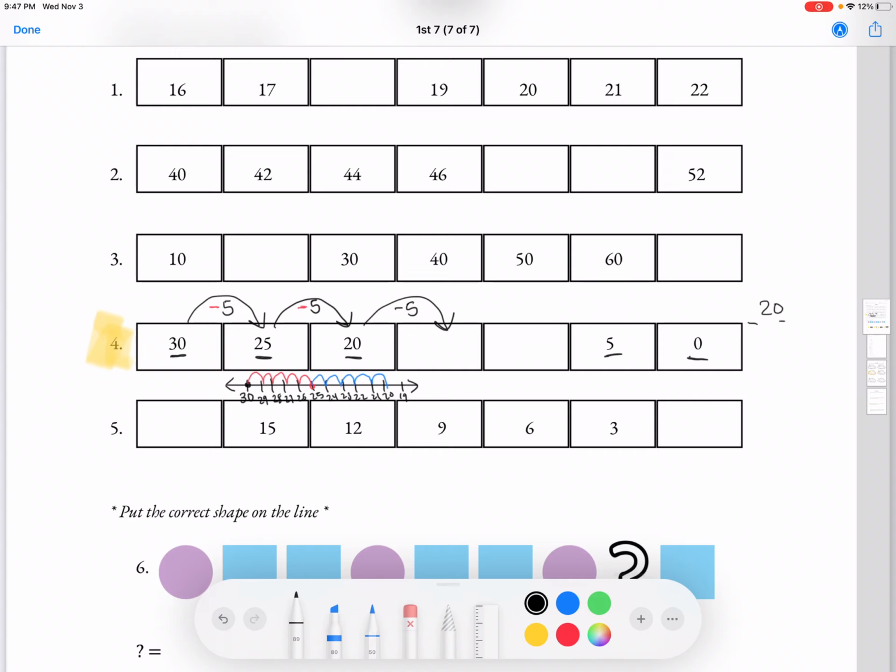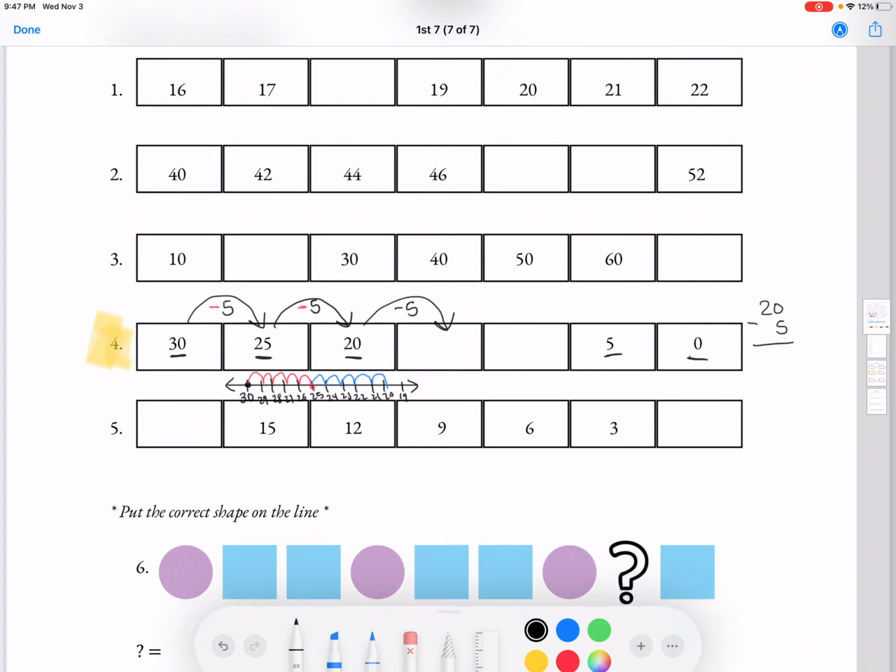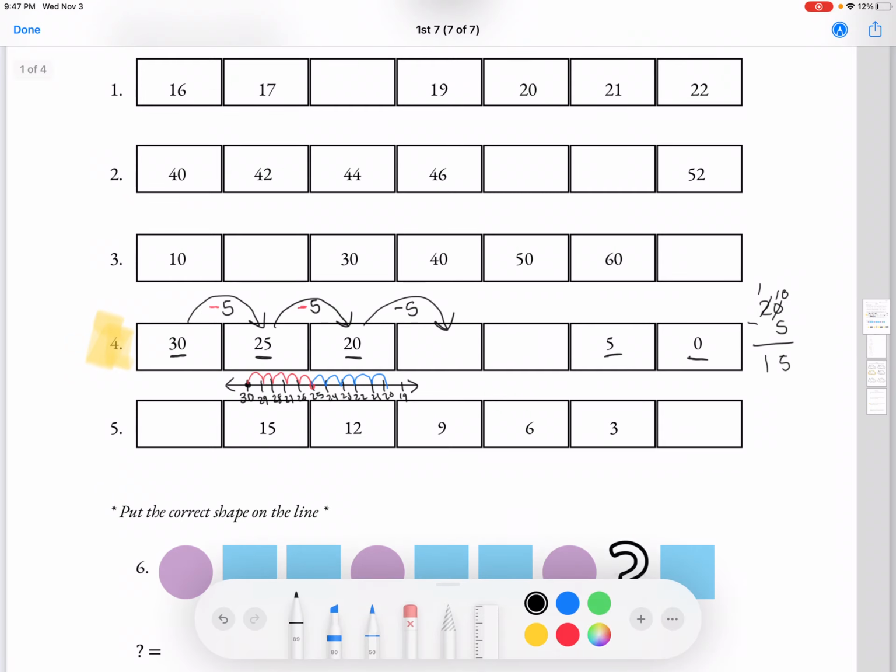20 minus 5, what do you get? You get 15. So the first blank will be 15. Now from 15, you're going to take away 5 again. And when you take away 5, what do you get? You get 10. So the second blank will be 10. The answer for number 4 will be 15 and 10.